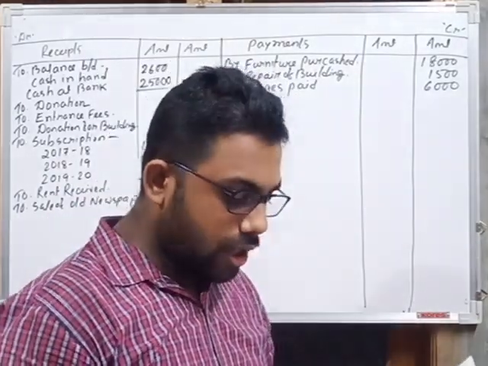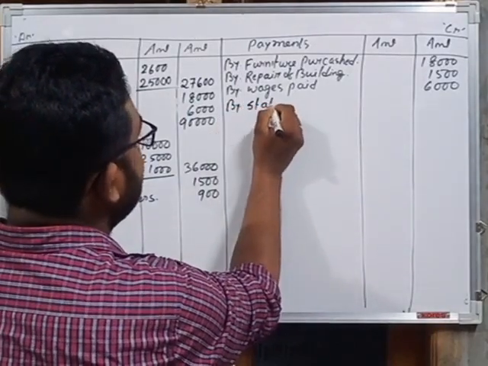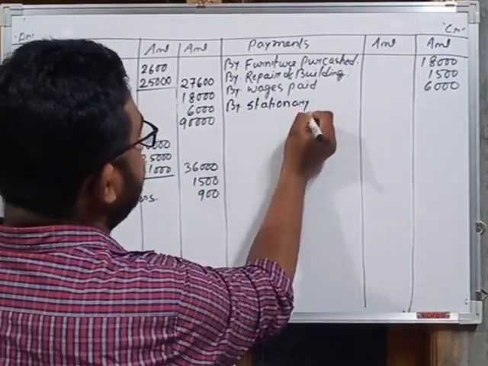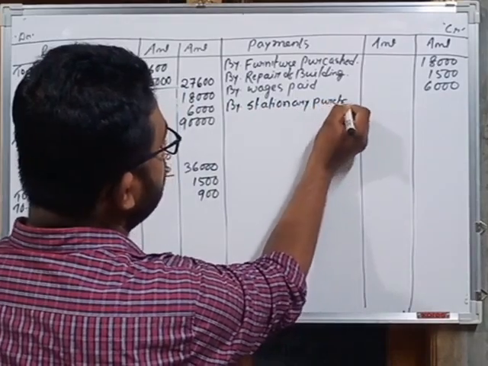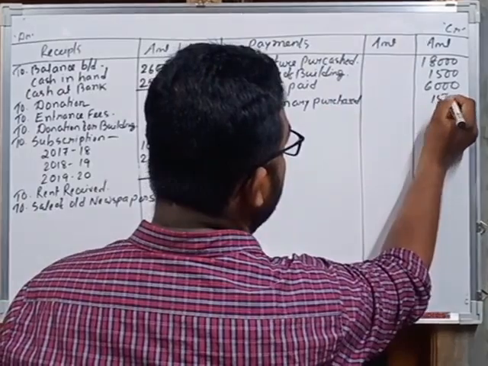Next one is the stationery purchased. So it will come in the payment side. By stationery purchased, rupees 1500 again.